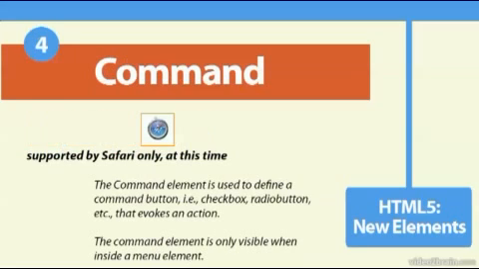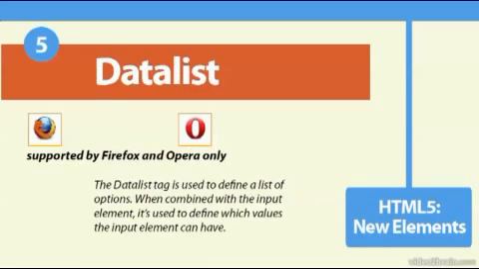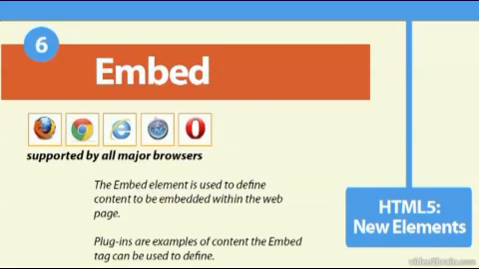The command tag is supported only by Safari at this time, and it's used for a command button that evokes an action, such as a form element like a checkbox or a radio button. The datalist is supported only by Firefox and Opera at this time, and it's used to define a list of options. The embed tag is supported by all the major browsers, and it's used to define content that is going to be embedded within the web page, such as a plugin that's needed to display your content properly.